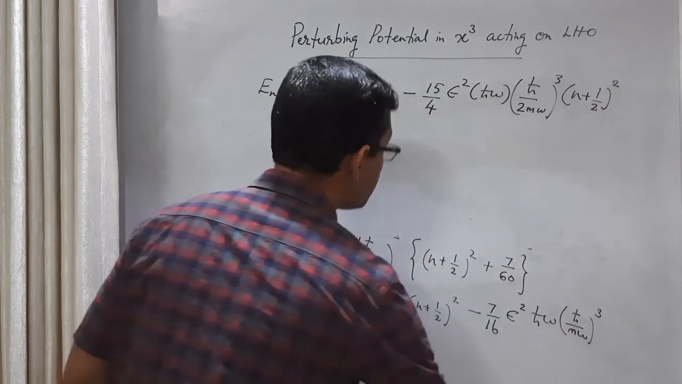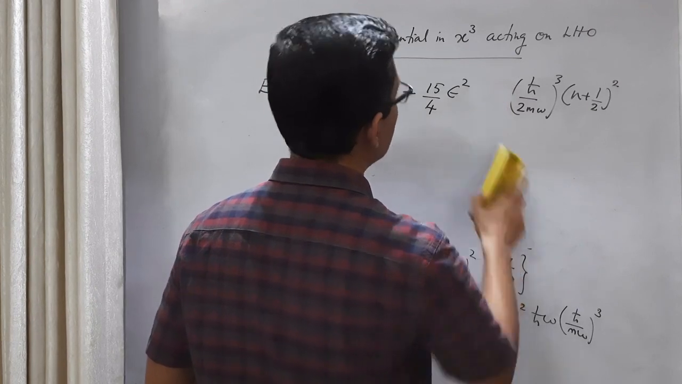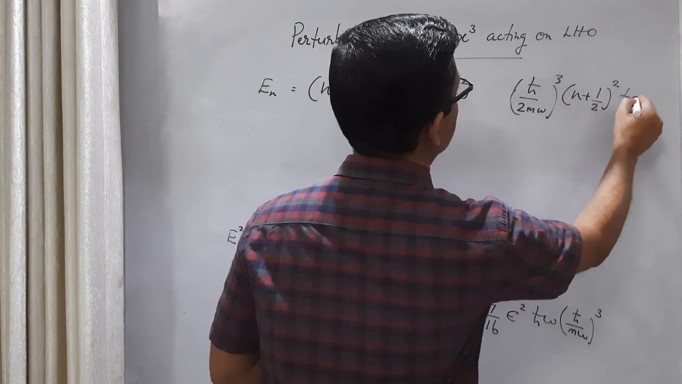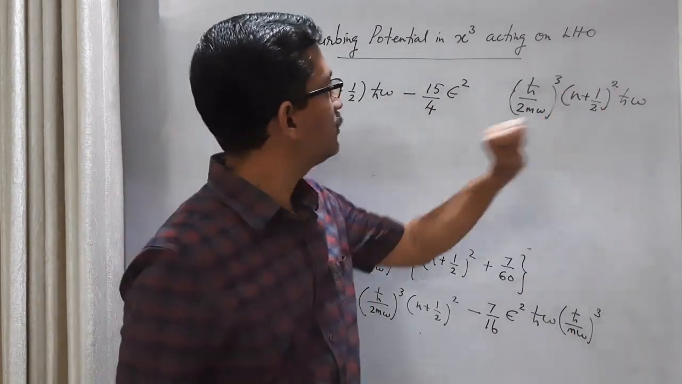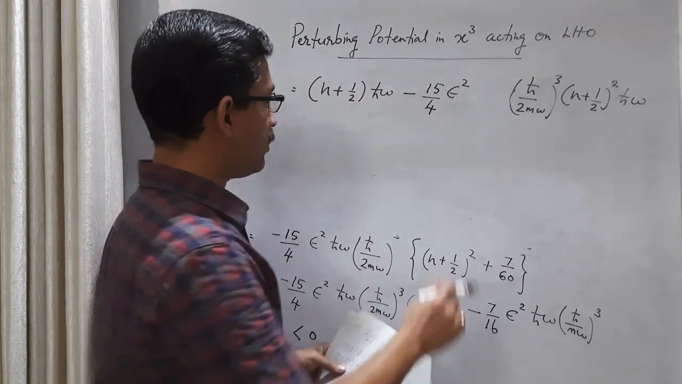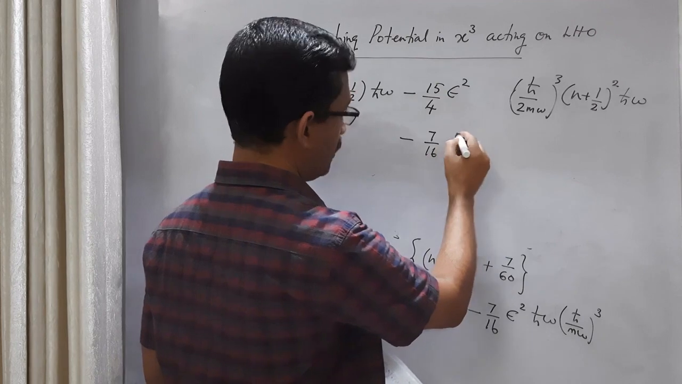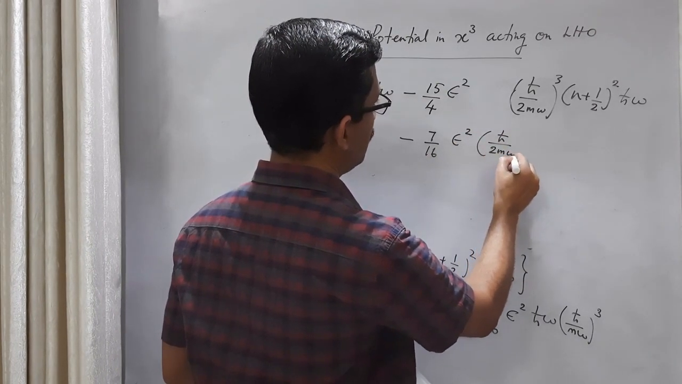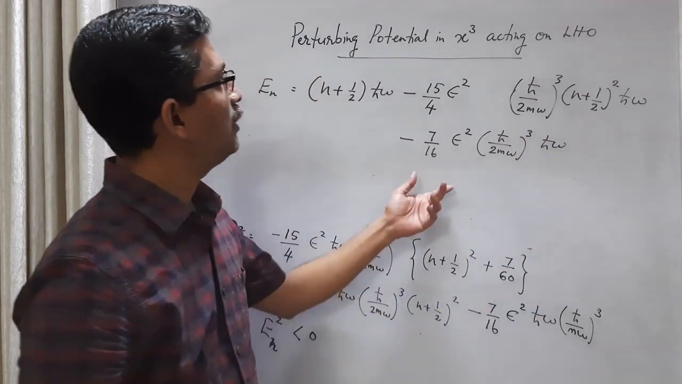Maybe if I write this h cross omega here, so this, and there is one more term, minus 7 by 16 epsilon 0 square h cross by 2m omega whole cube into h cross omega, right?